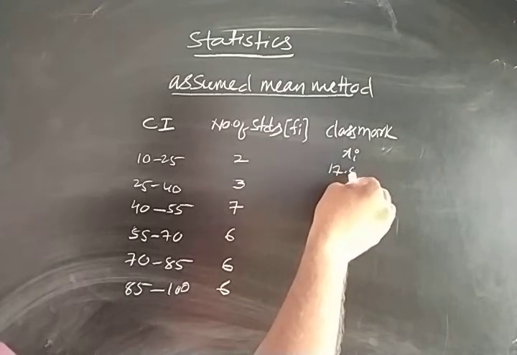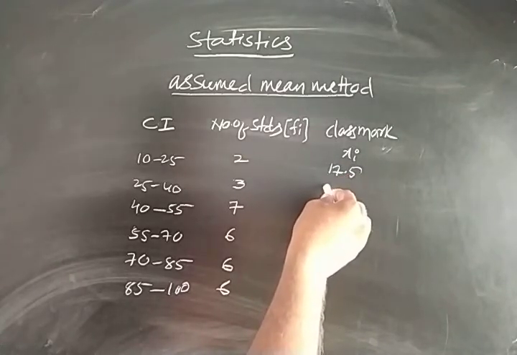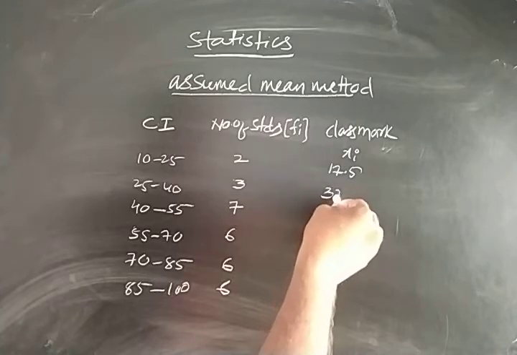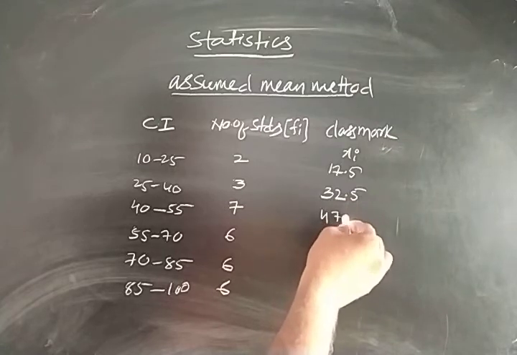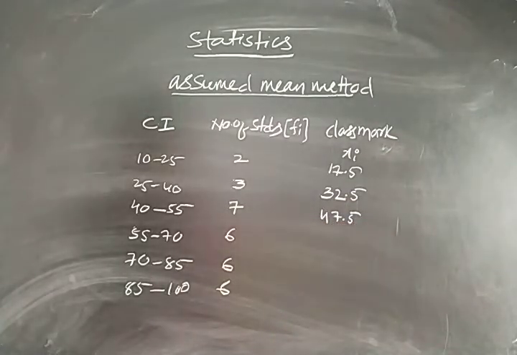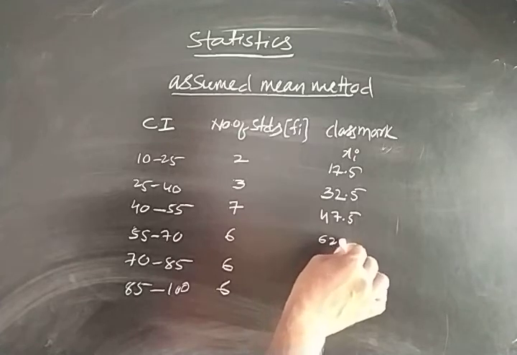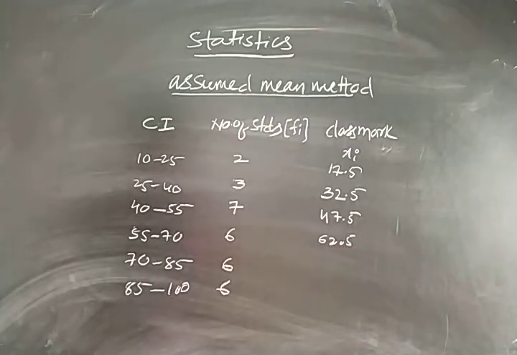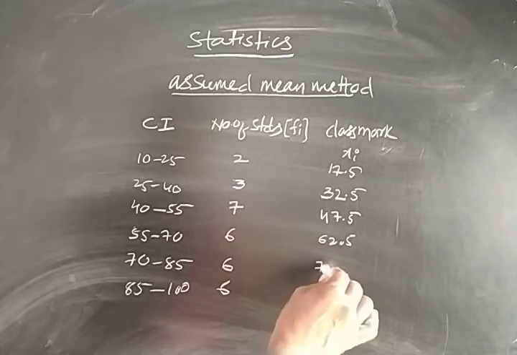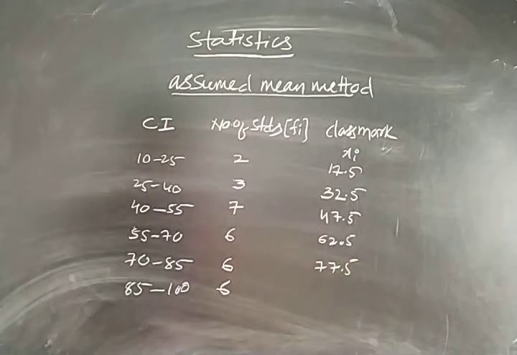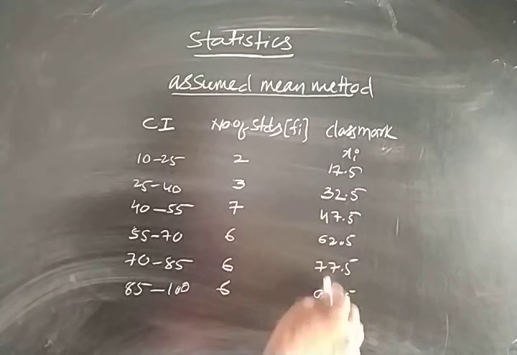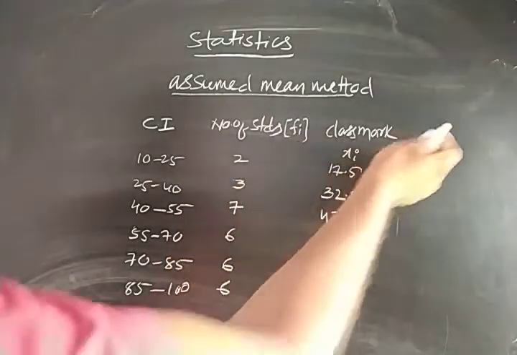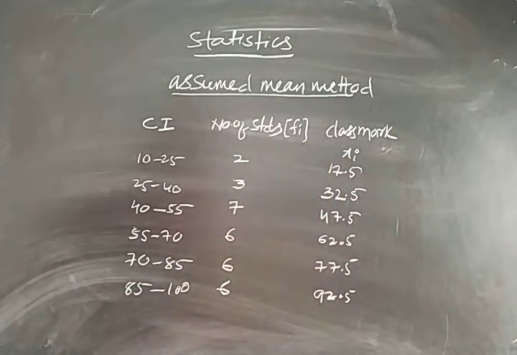What class marks did we get yesterday? First one 17.5, and the corresponding class mark of the second interval 32.5. Next 47.5, next 62.5, next 77.5, next one 92.5. So in the direct method also we found these Xi class marks. After that we found Fi into Xi, in the direct method.